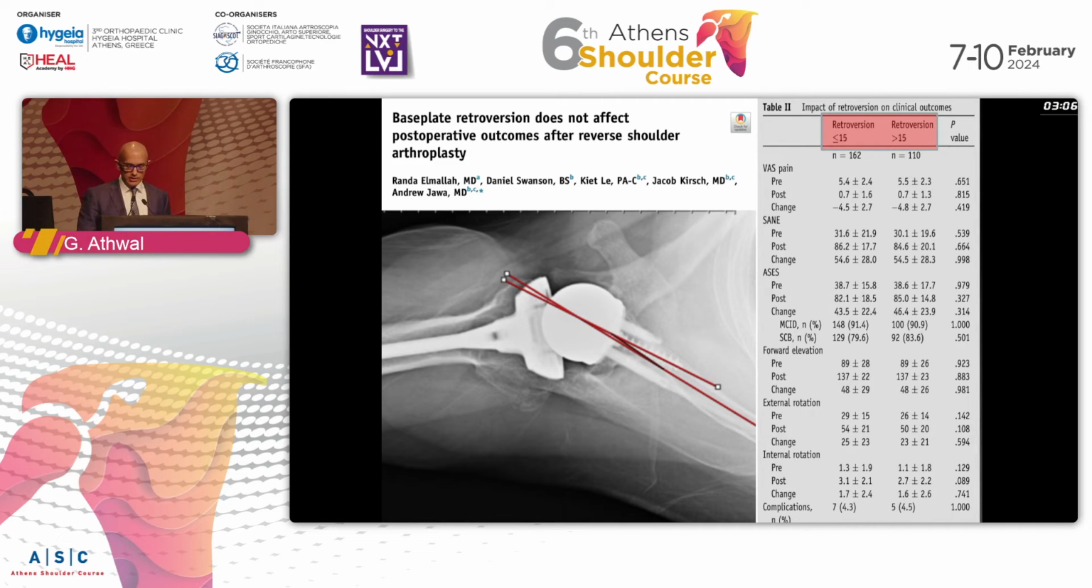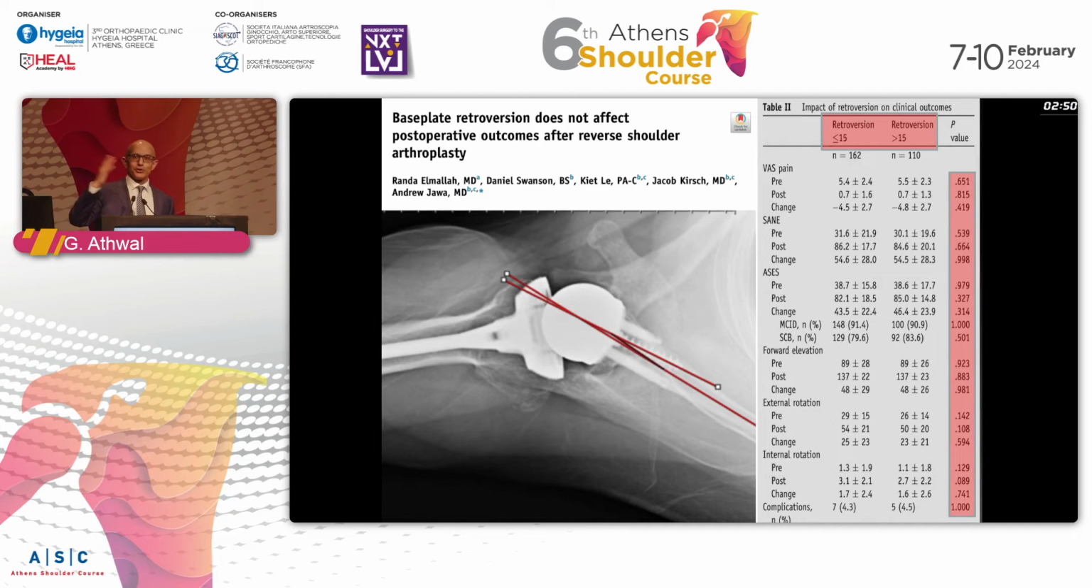And what you'll find is, even with greater than 15 degrees retroversion, you had no statistically significant differences between these patient populations. So this is probably one of the few papers that I could identify where we talked about parameters that then actually looked at clinical outcomes and showed that there's no difference.